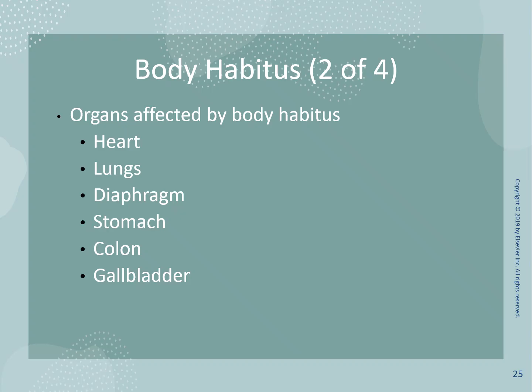The stomach we already saw on the previous slide. The colon also moves superiorly or inferiorly, depending upon habitus. And the gallbladder sits closer to the midline for asthenic habitus and sits closer to the right lateral rib cage for hypersthenic habitus.